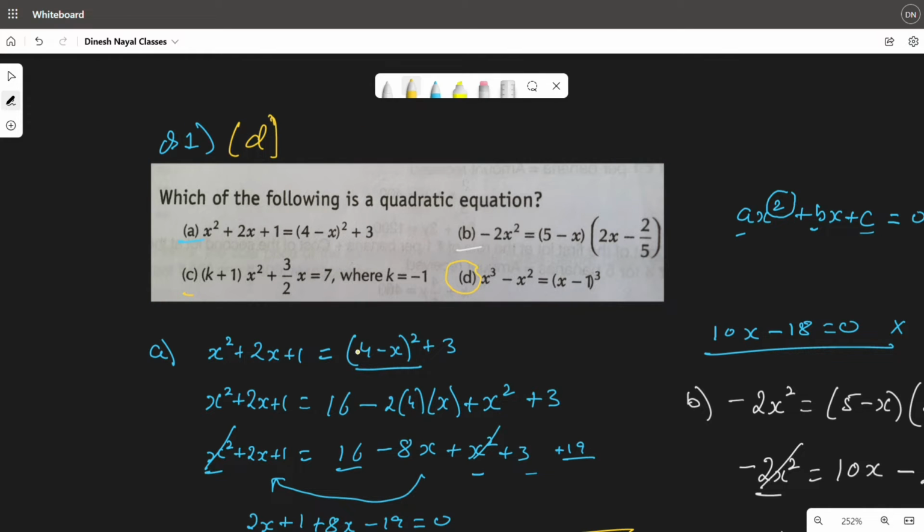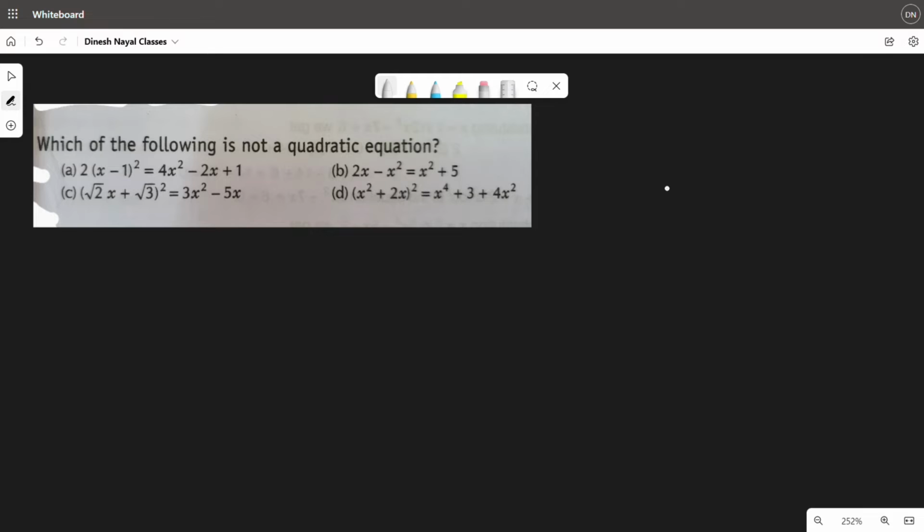Now coming on to question 2. The question is, which of the following is not a quadratic equation? Now see, here you should note they are saying is not a quadratic equation. So it should not be a quadratic equation. So solving the A part first.